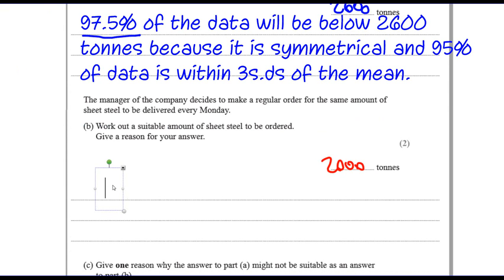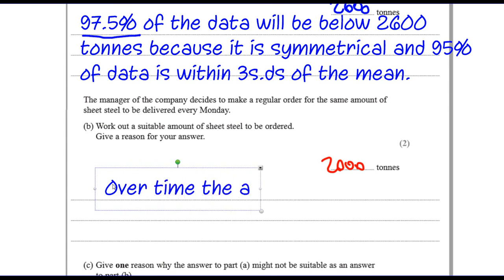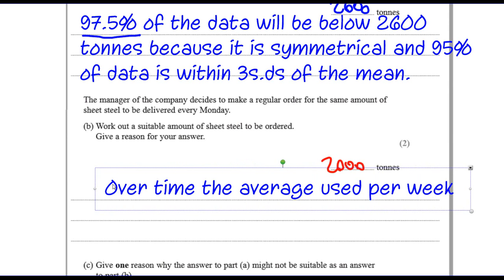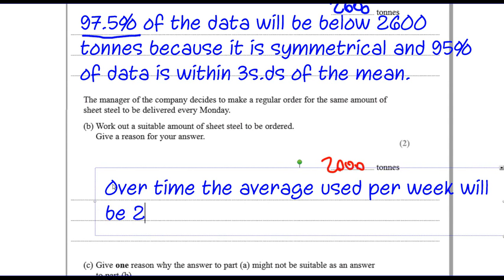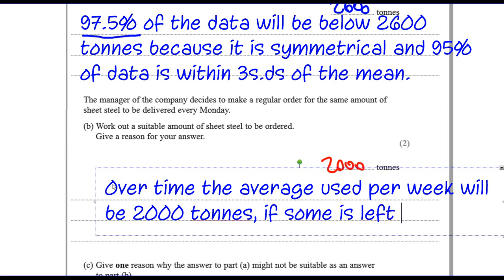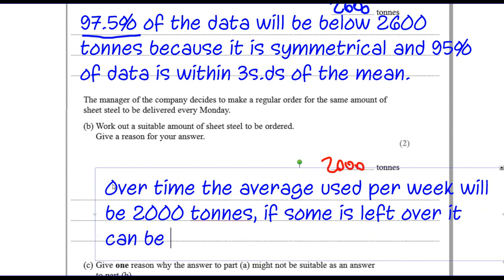So over time, the average used per week will be 2,000 tons, and we can say if some is left over, it can be used the next week.